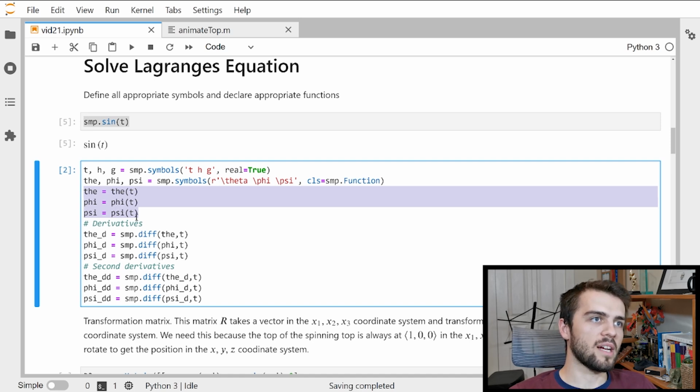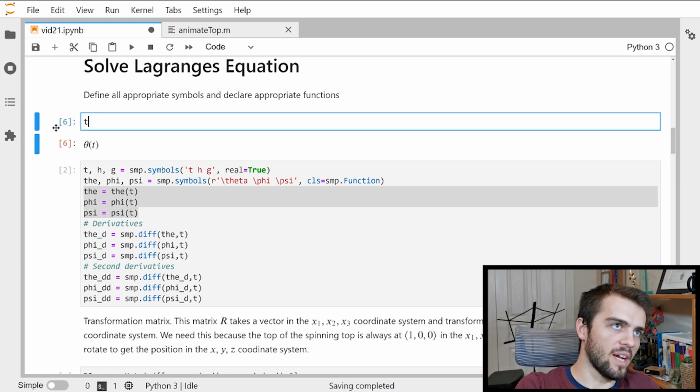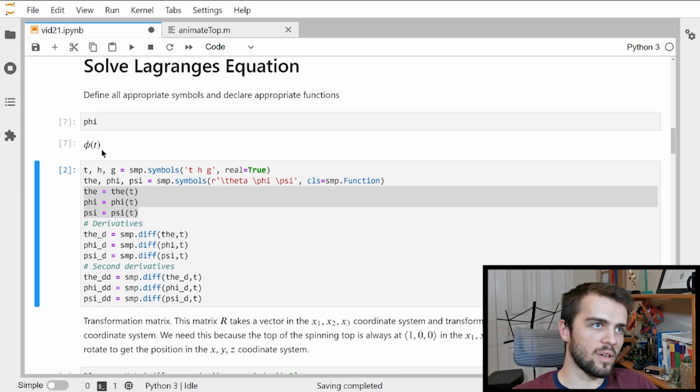Phi is a function of time, psi is a function of time. We don't know what those functions are, but we start by defining things that way. So if I look at theta, for example, it specifically says theta, which is a function of t. And same thing with phi and psi. And this allows me to define derivatives of these quantities, which I do below.